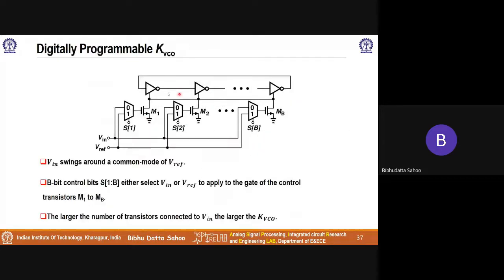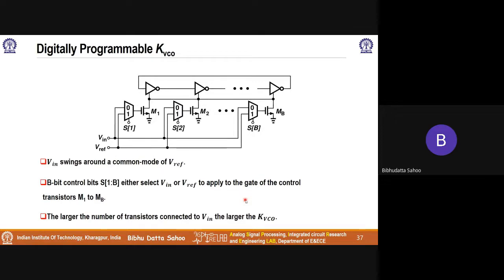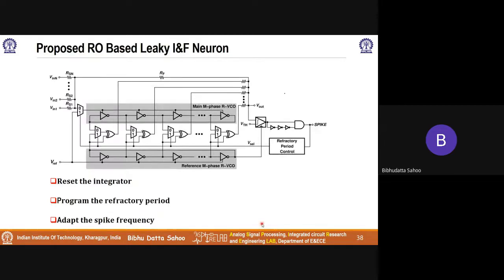And this can be varied by using a current starved inverter with different numbers of programmable transistors. And we can use this to vary the KVCO and achieve whatever time constant that I want. If I want a real-time silicon neuron, I go for this time constant. If I want an accelerated neuron, I can go for these time constants, very sharp, smaller time constants. So the larger the number of transistors connected to Vin, the larger the KVCO.